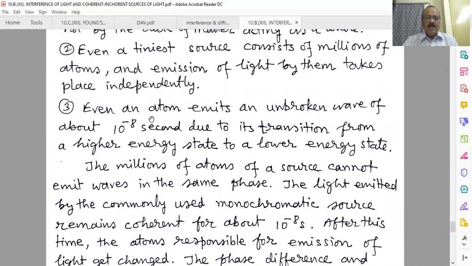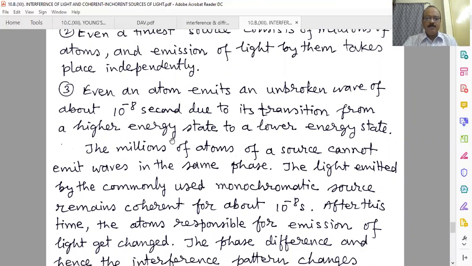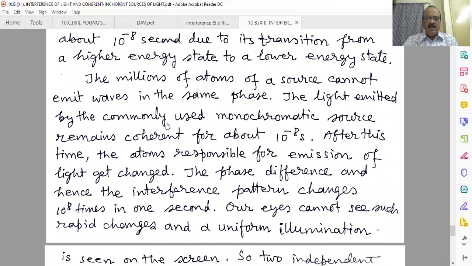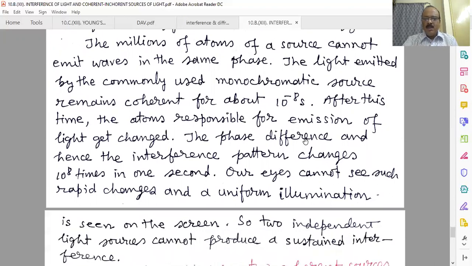Number three, even an atom emits an unbroken wave for only about 10 to the power minus 8 seconds, due to its transition from a higher energy state to a lower energy state. The millions of atoms of a source cannot emit waves in the same phase. The light emitted by a commonly used monochromatic source remains coherent for about 10 to the power minus 8 seconds. After this time, the atoms responsible for the emission of light get changed. The phase difference, and hence the interference pattern, changes 10 to the power 8 times in 1 second.